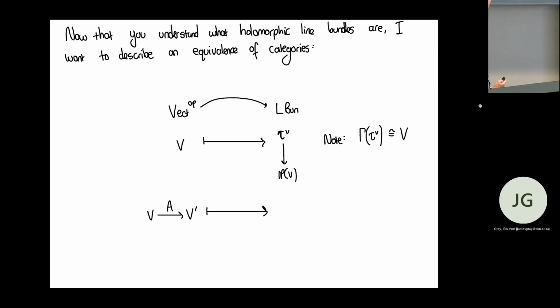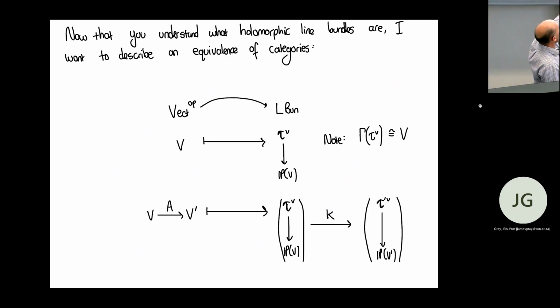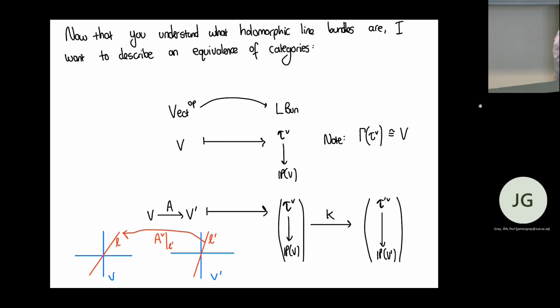Similarly, for a linear map from V to V prime, I'm going to give you a kernel here. So that would be, what is that? If you just do your abstract nonsense, that means I have to associate to every line in V prime a map from that line to a line in V. And what you do is you take the original map A, you take its dual, and you restrict it to L prime. Yeah, it's sort of all abstract nonsense, but it works out nicely.